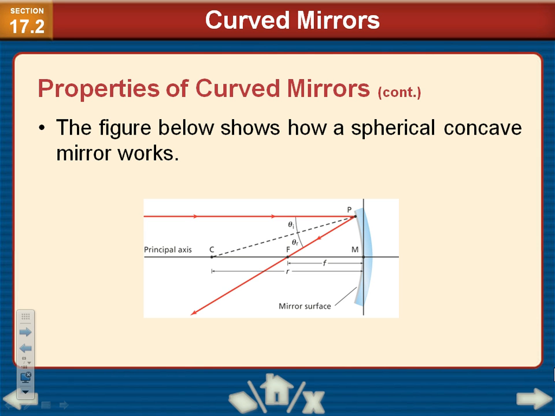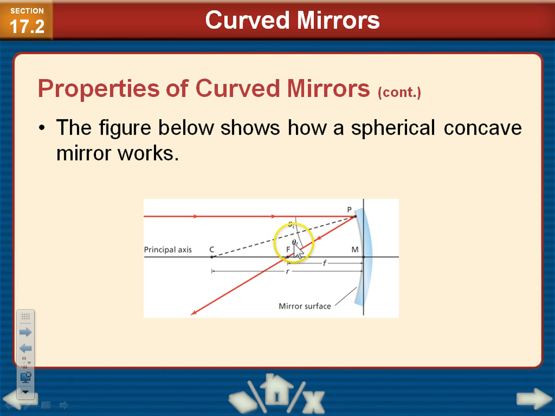So this would be like the inside of a spoon. But what we're going to do is a spherical concave mirror. In other words, if this were to continue all the way around, this would be a perfect sphere. So we're looking at a part of a sphere that we've cut out in the shape of a mirror. Again, this is a cross section. If you're looking at it straight on, it might be round.